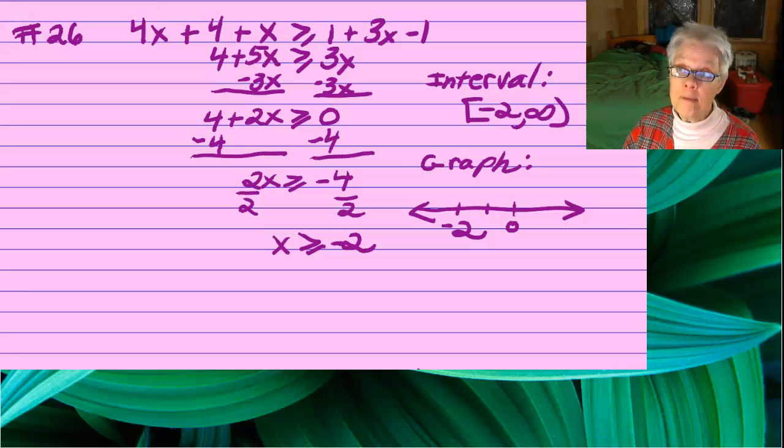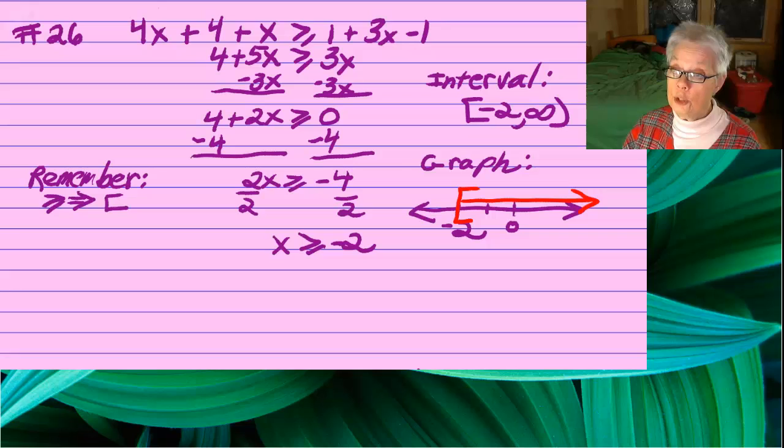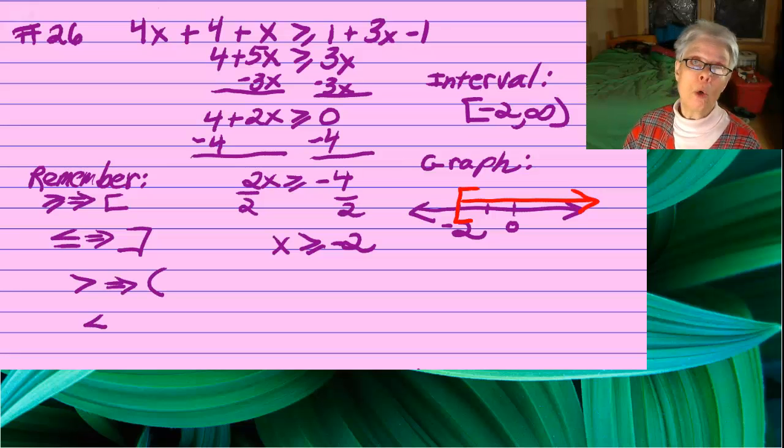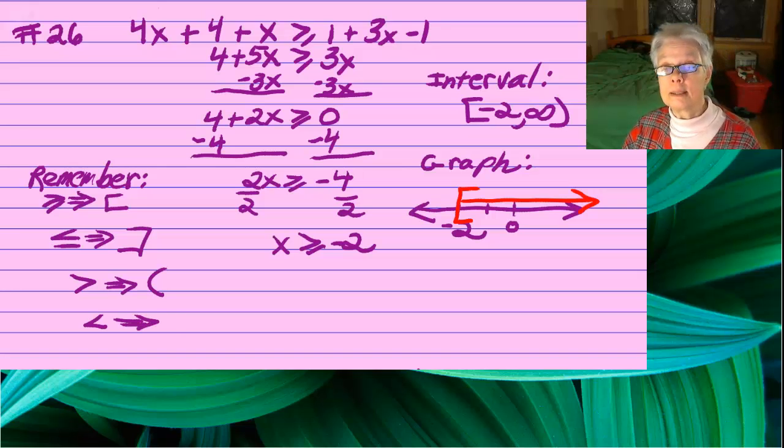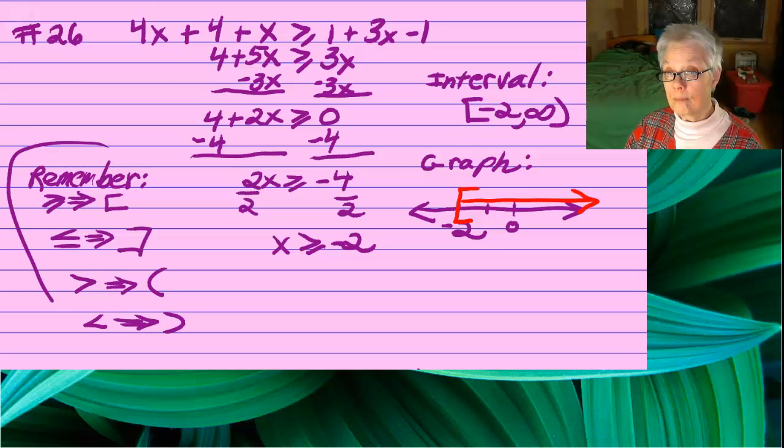All right, we're also going to have to graph this. We'll write the graph with the bracket at negative 2 and an arrow extending to the right. Goes in the same direction as greater than or equal to. Inequalities with greater than or equal to always take brackets. So greater than or equal to takes a bracket, and less than or equal to takes a bracket, while strict inequalities like greater than or less than take parentheses. Do remember that.